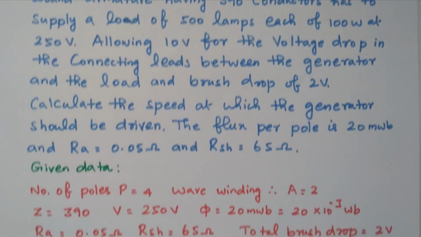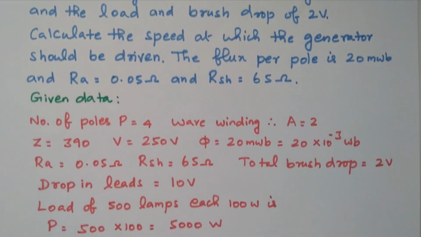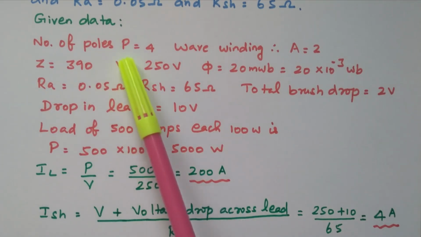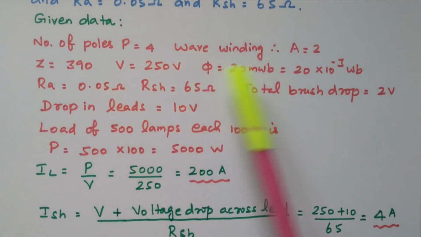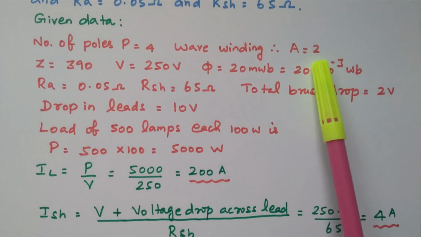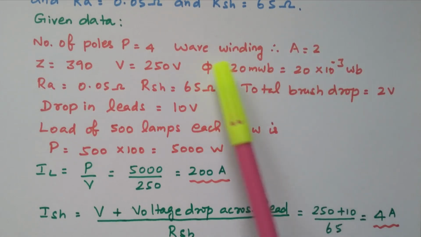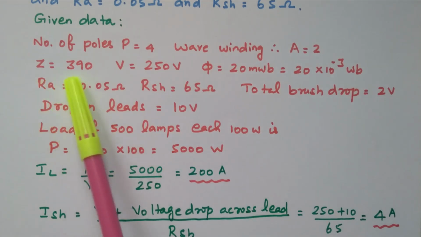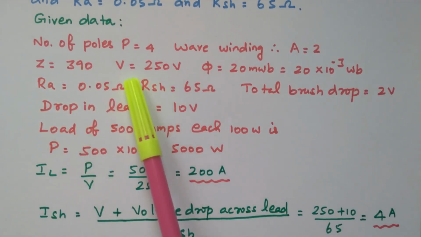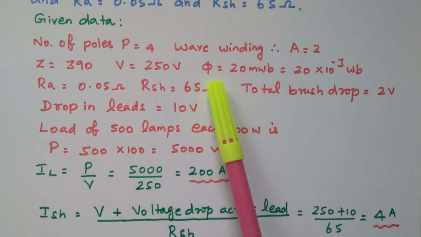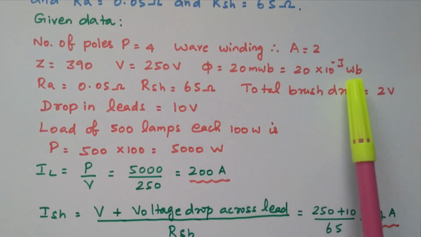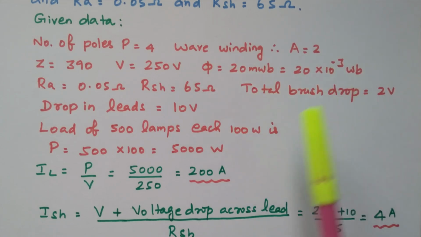We will see the data one by one. The number of poles given in this generator is 4. The wave winding is given, so the number of parallel paths is equal to 2. For wave winding, the number of parallel paths is always 2. Then the number of conductors is 390. Voltage is 250 volts. The flux is 20 milliweber, that is 20 into 10 to the power minus 3 weber. Milli means 10 to the power minus 3.